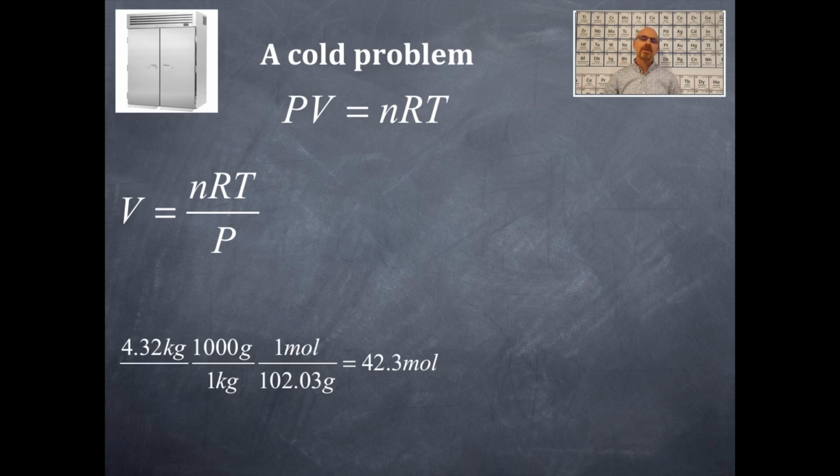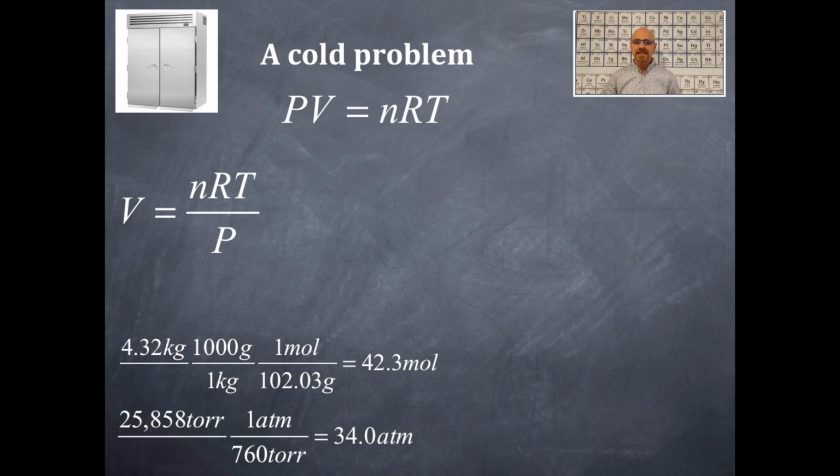Then I'm going to convert this mass into moles, because I need to plug into the ideal gas law. So I have 4.32 kilograms of the refrigerant, and I'm going to convert that into grams using 1 kilogram and 1,000 grams, and then using the molar mass so that I cancel out grams and get moles. So I got 42.3 moles of that refrigerant. Now I'm going to convert the 25,858 torr into atmospheres, which I've done with 760 torr and 1 atmosphere.